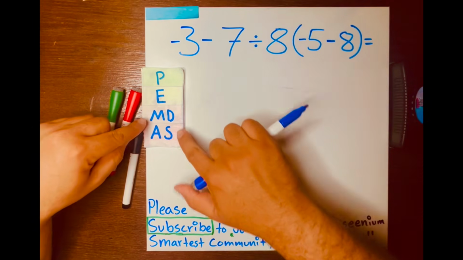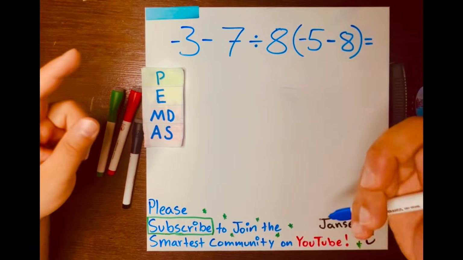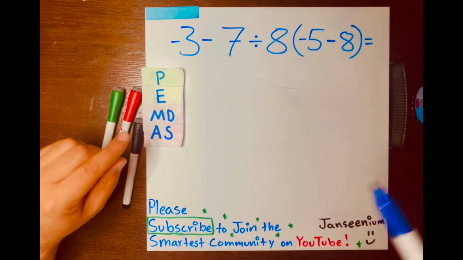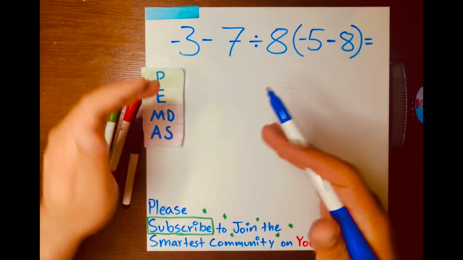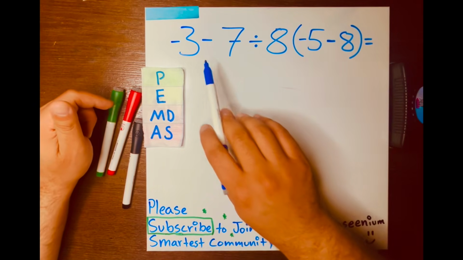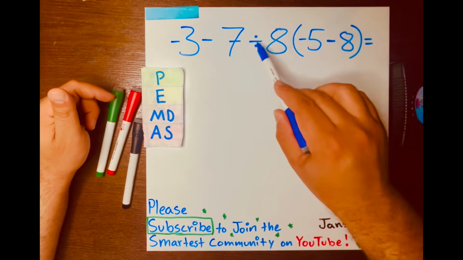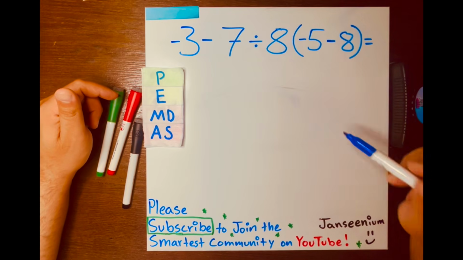And notice how the operations are within its own level. So MD, both operations are within its own level. And same thing for addition and subtraction. And you solve the math problem from left to right within each level. So we are not starting with -3 minus 7 or 7 divided by 8. We start with what's inside the parentheses first.